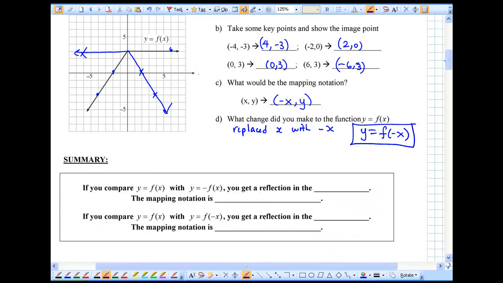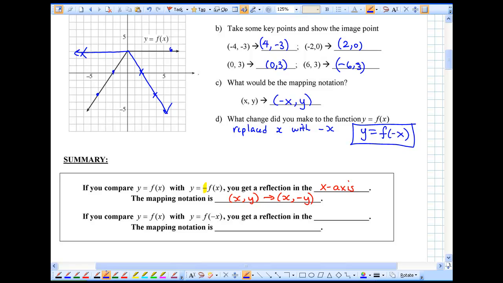Before we go on, let's do a quick summary. What I've just said here is if you compare y equals f of x with y equals -f of x, so notice the negative sign is outside of the function, you get a reflection in the x-axis, what we did above in investigation number 1. And the mapping notation is just, we keep the x the same, but we change the y's. So a reflection in the x-axis means we change the y values.